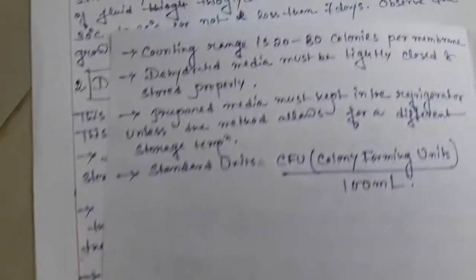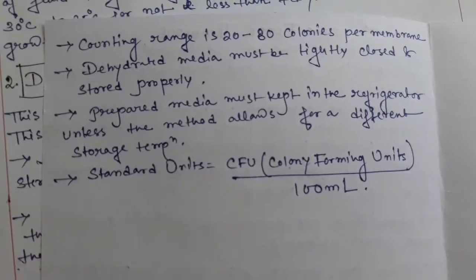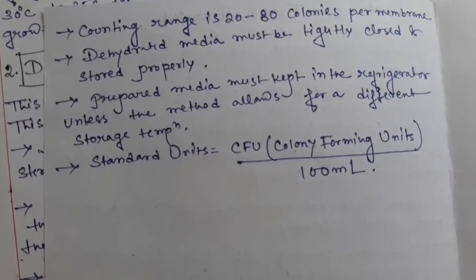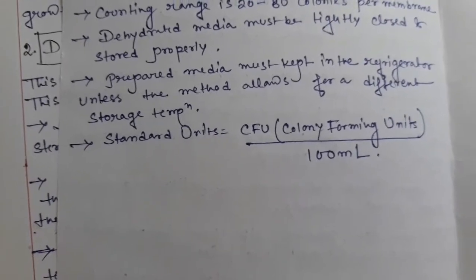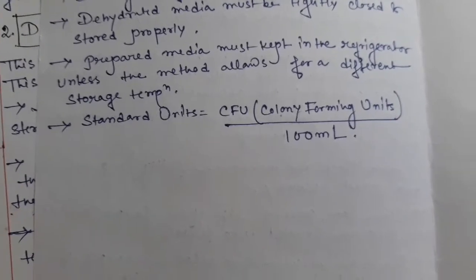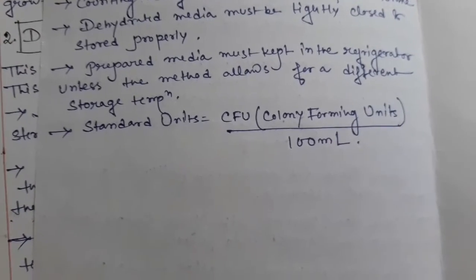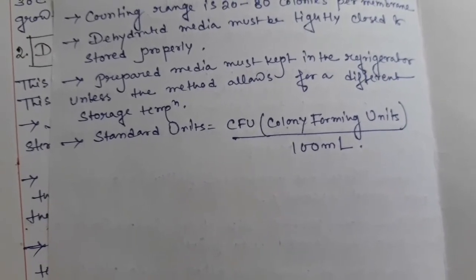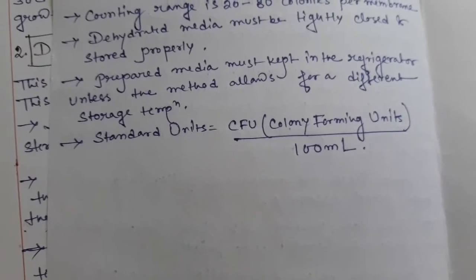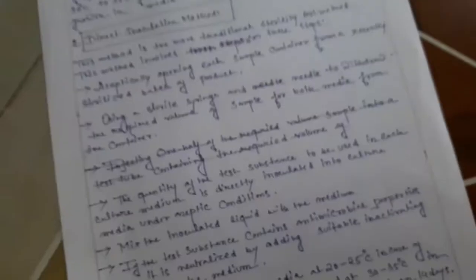The counting range is 20 to 80 colonies per membrane. Dehydrated media must be tightly closed and stored properly, and prepared media must be kept in the refrigerator unless the method allows for a different storage temperature. Standard units, this is the formula: CFU, meaning colony forming units, divided by 100 ml. Okay, this is the membrane filtration process.